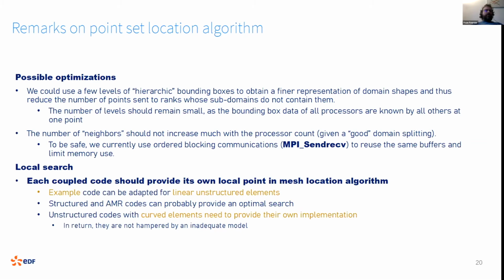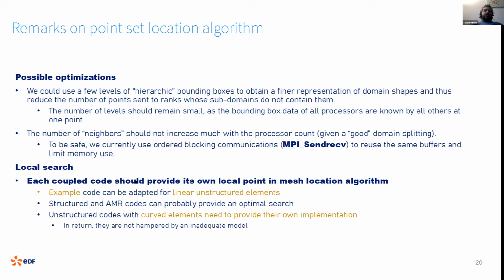So a few remarks here. We could use a few levels of hierarchy of bounding boxes to obtain a finer representation of the mesh, and that could reduce the number of points to send to ranks whose subdomains don't contain them. But we need to keep the number of levels small so that the bounding box data itself doesn't require too much memory. And the number of neighbors, and basically the excess points that are exchanged initially, will depend on the partition quality. So to be safe, we currently use ordered blocking communications with send/receive to limit the memory use.